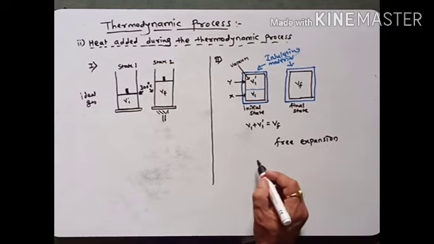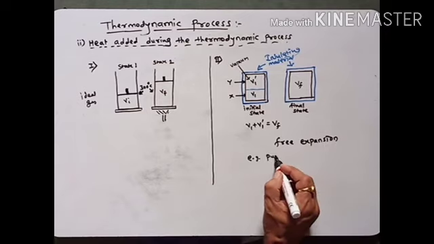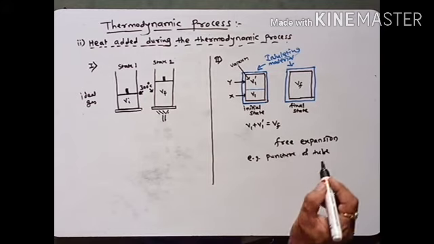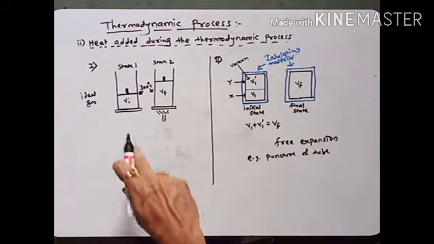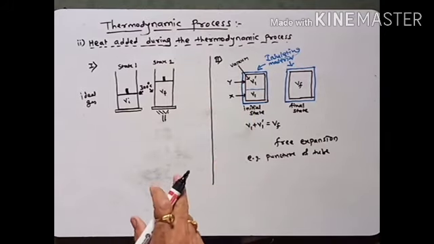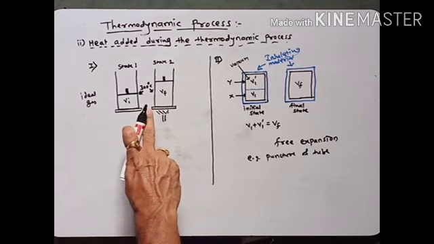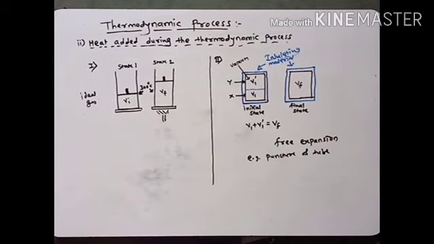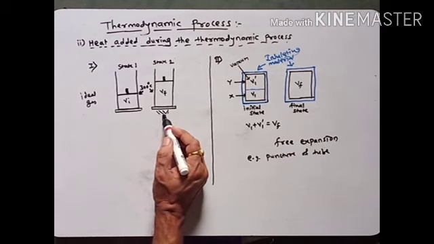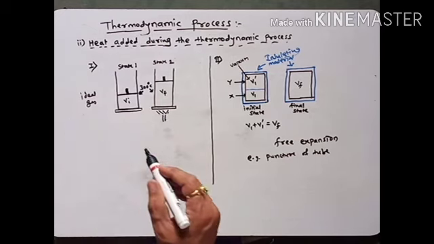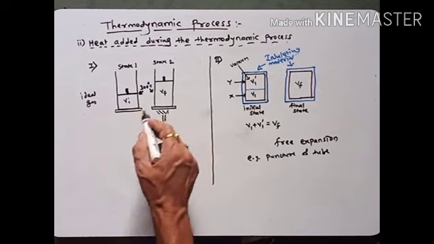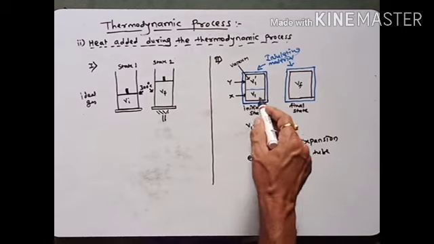Free expansion, for example, puncture of a tube. Here there is no change of temperature. Now in both experiments, the initial and final states are the same, but there are two different paths. Here we heat the cylinder; we give heat from outside in the first case. There is exchange of heat in this case, but here there is no exchange of heat.